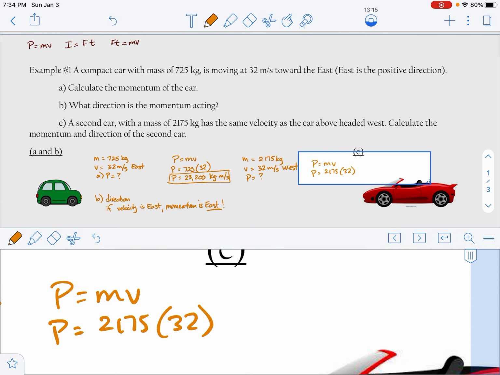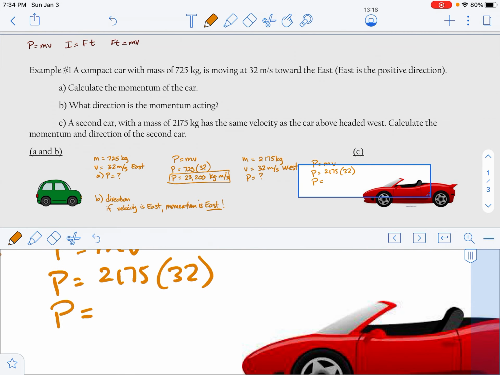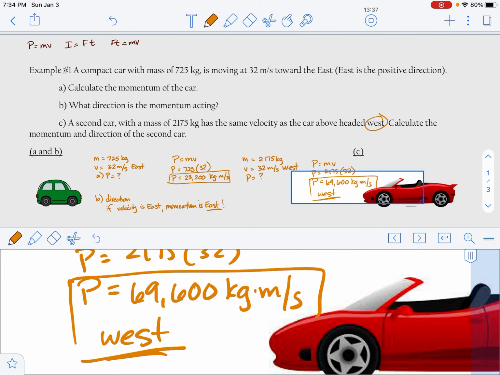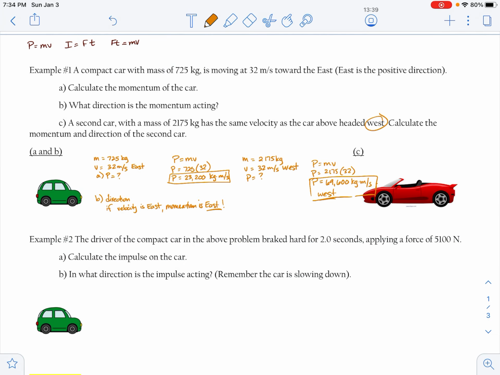2175 times 32. My calculator here, that's going to be 69,600 kilogram meters per second. And I have to say the direction. And so because this time I'm going west, this momentum is to the west. All right, look that over if you need to. What did we change? We changed the size and the direction of the car, which also changed the size and direction of my momentum. Okay, example number 2.